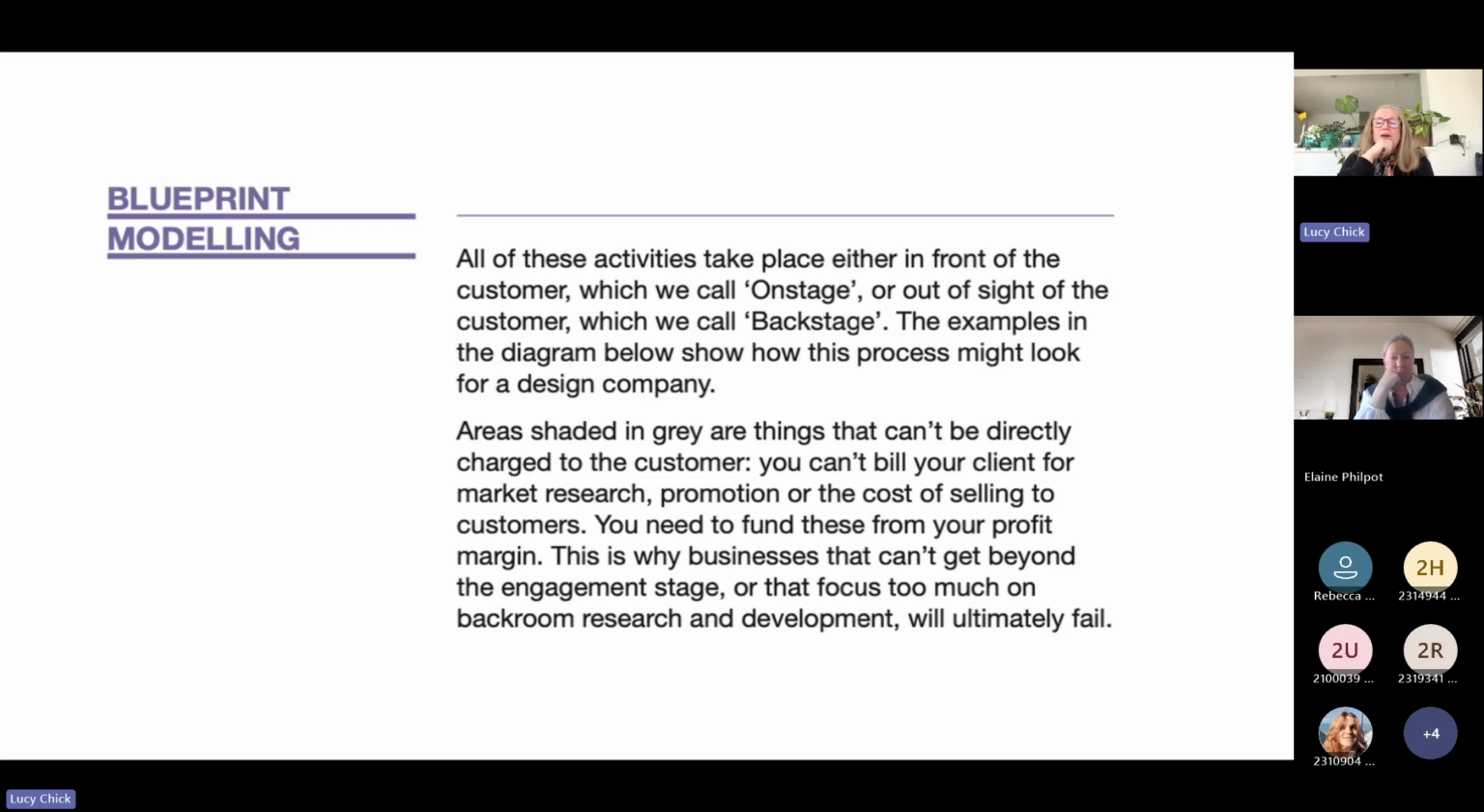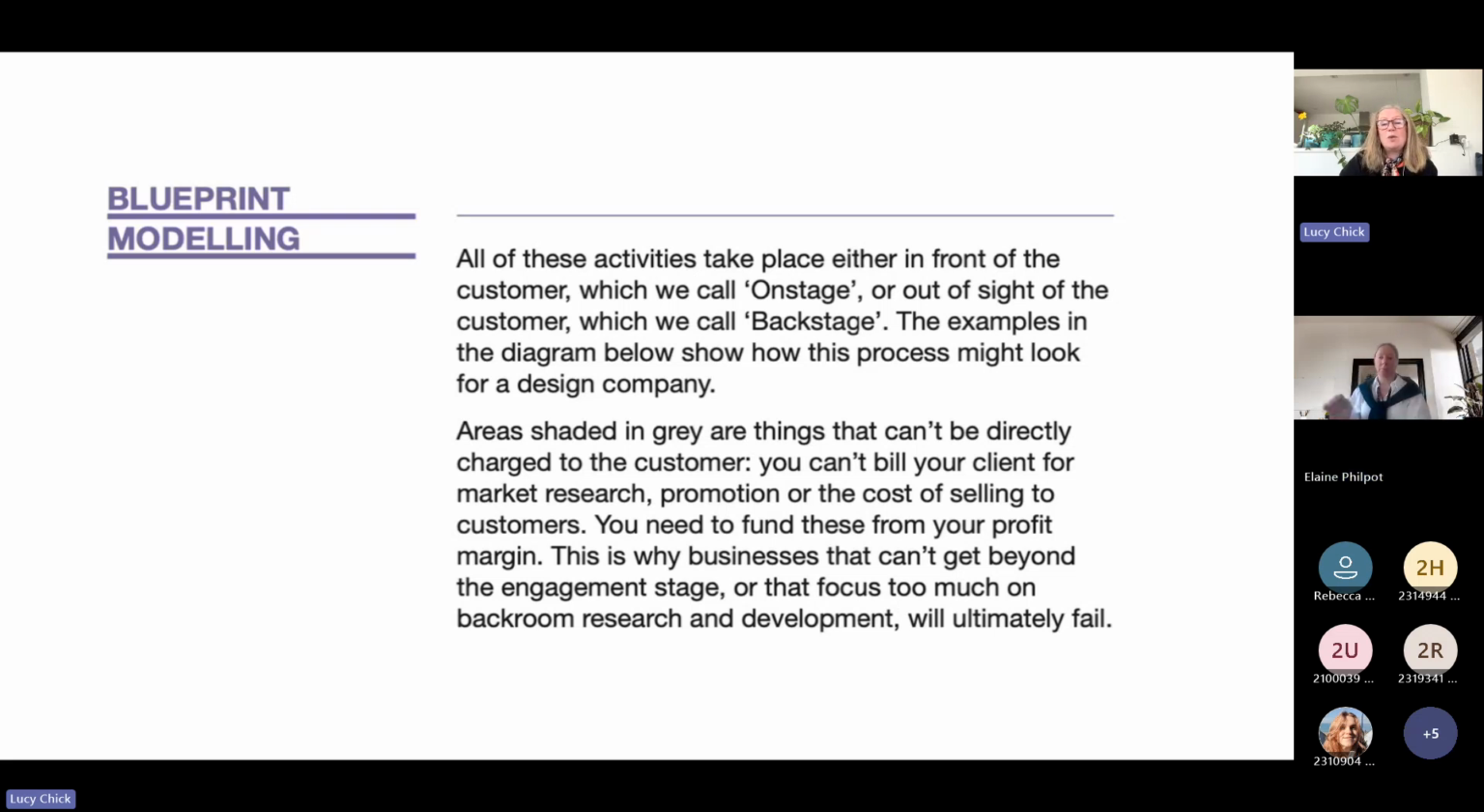When you look at the blueprint diagram, and I'll show you in a minute, areas shaded in grey are things that can't be directly charged to the customer. So in other words, some things you can bill a customer for and some you can't. You can't charge your customer for market research, you can't charge your customer for promotion or the cost of selling to them. You need to fund this from profit, but other things you can charge them for, you're charging for your time, for your expertise, for your craftsmanship, for the product that you're giving them. So this is really key to think about these things.